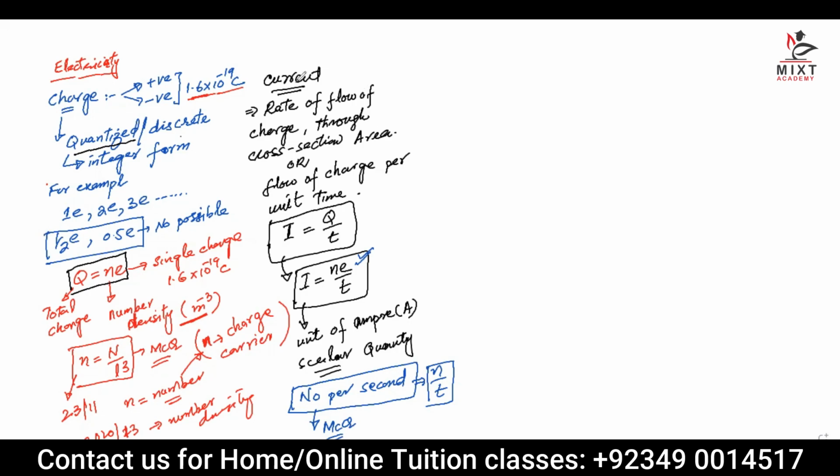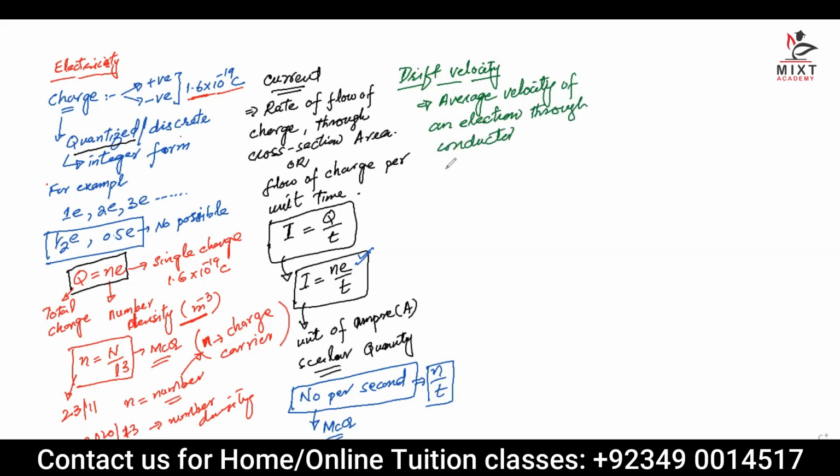Okay. Now, after the current, we have another definition, which is the most common question coming in paper 2: drift velocity. Do you know drift velocity? The most regular question is coming from this drift velocity. Average velocity of an electron through a conductor.